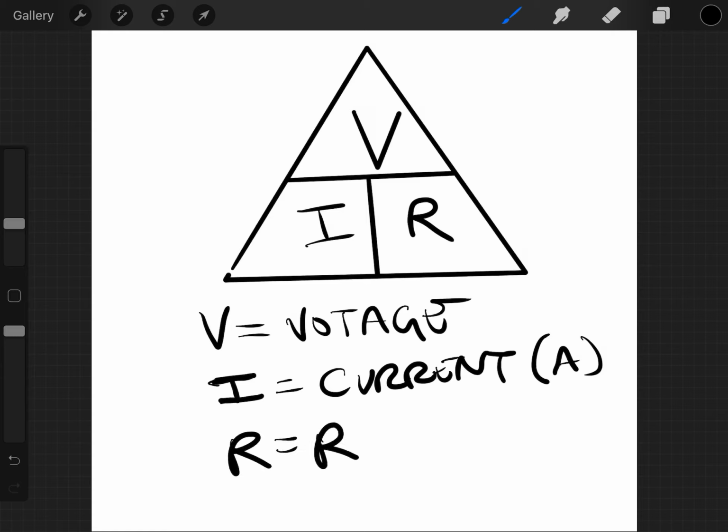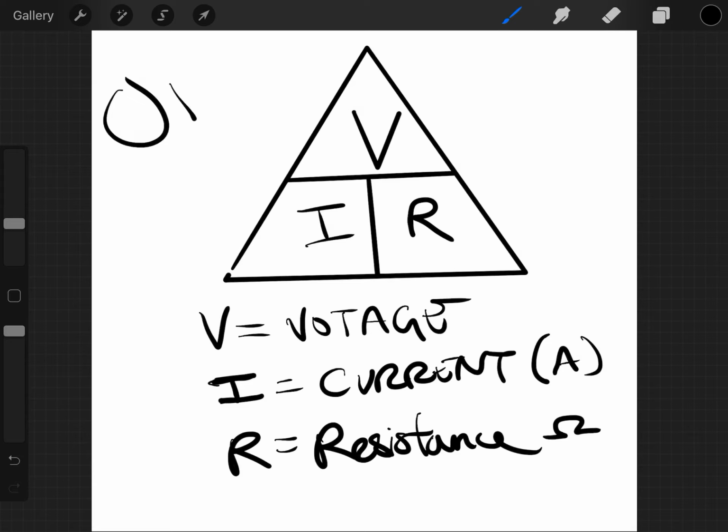R is resistance, and resistance is always going to be, that looks like an ugly, is ohms. Okay, so the symbol for resistance is ohms. So that's Ohm's Law in its most basic explanation.